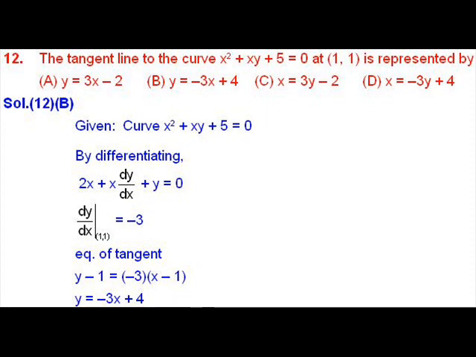And we know that the equation of tangent is y minus y1 equals m times x minus x1. By putting the values, y minus y1 equals minus 3 multiplied by x minus 1, that is y equals minus 3x plus 4. Option B is correct. Question number 17.